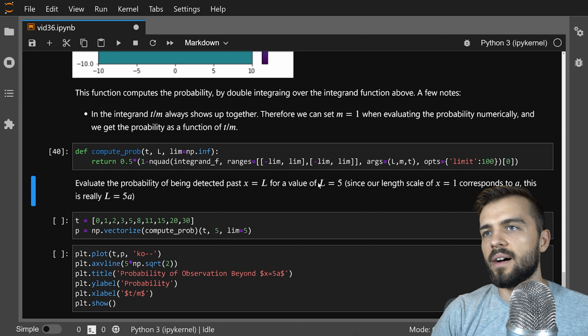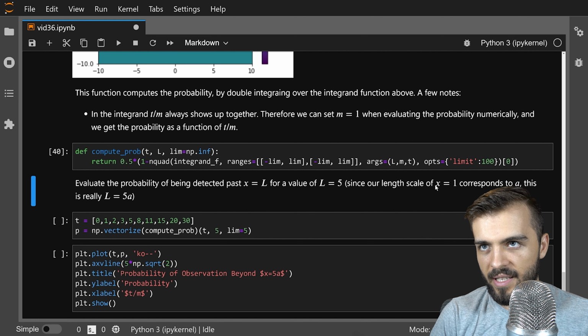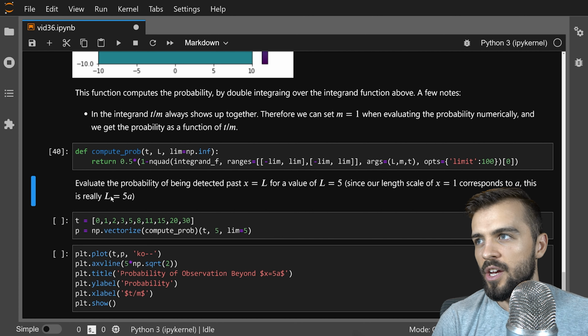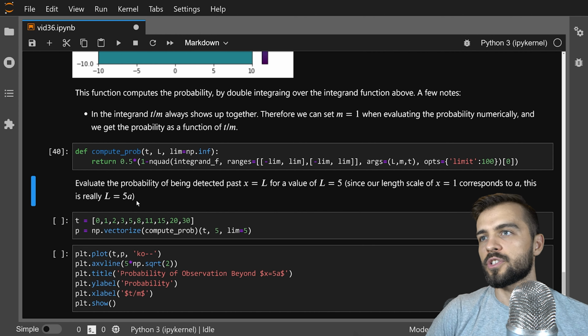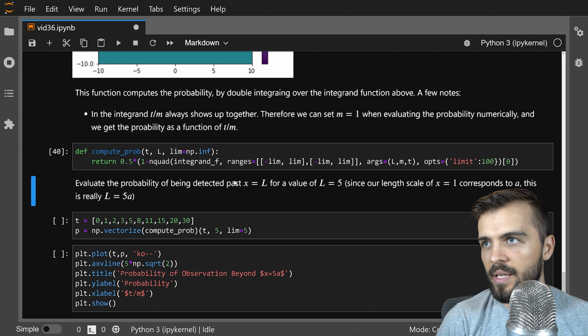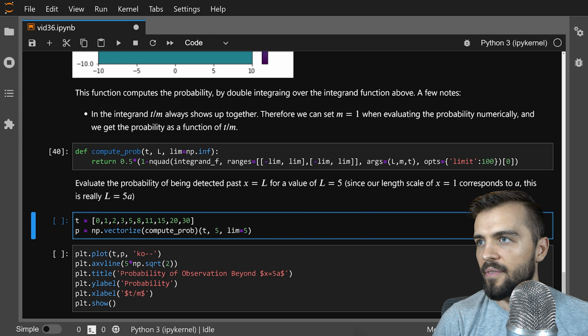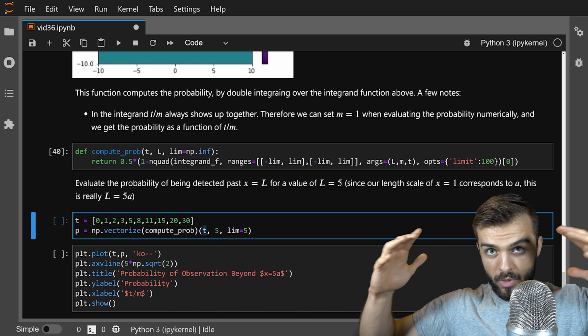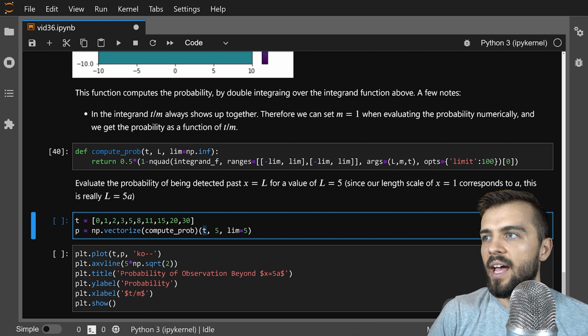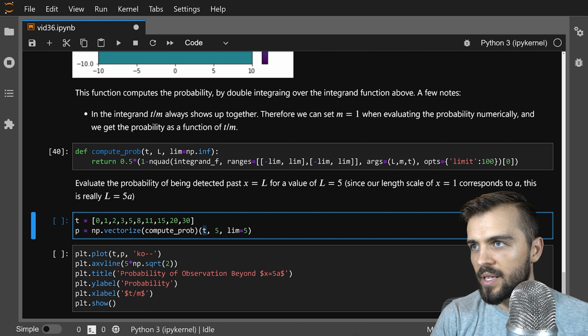So let's plug in L equals 5. So our length scale of x equals 1 corresponds to a. So L is 5 times the width of that Gaussian function. And let's find the probability of it being detected past x equals L for L equals 5. So here I have a number of different times, and I'm going to vectorize compute probability. So what it will do is it'll take each of these values of t, plug it in, and store the result in a NumPy array. And that'll give me my probability for each one of these times.